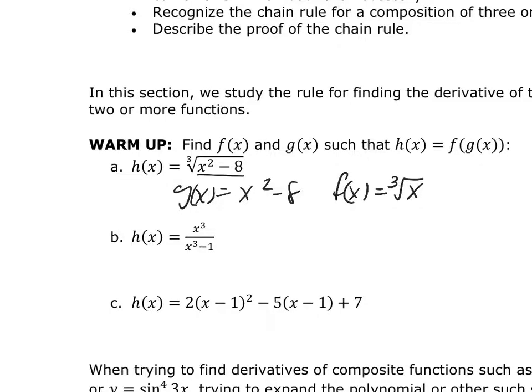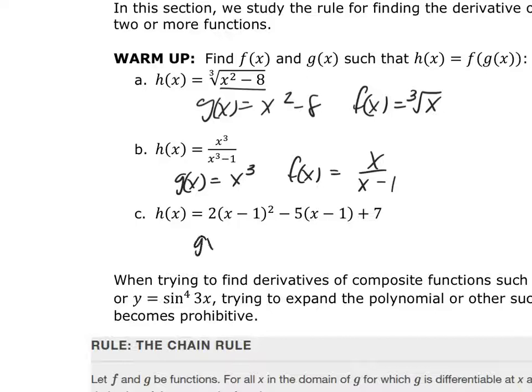All right. On my next one, I'm going to let my g of x equal x cubed. That means my f of x is going to be x over x minus 1. Now you may have done it slightly different, and that's totally cool. My next one, I'm going to let g of x equal x minus 1. That means my f of x must be 2x squared minus 5x plus 7.